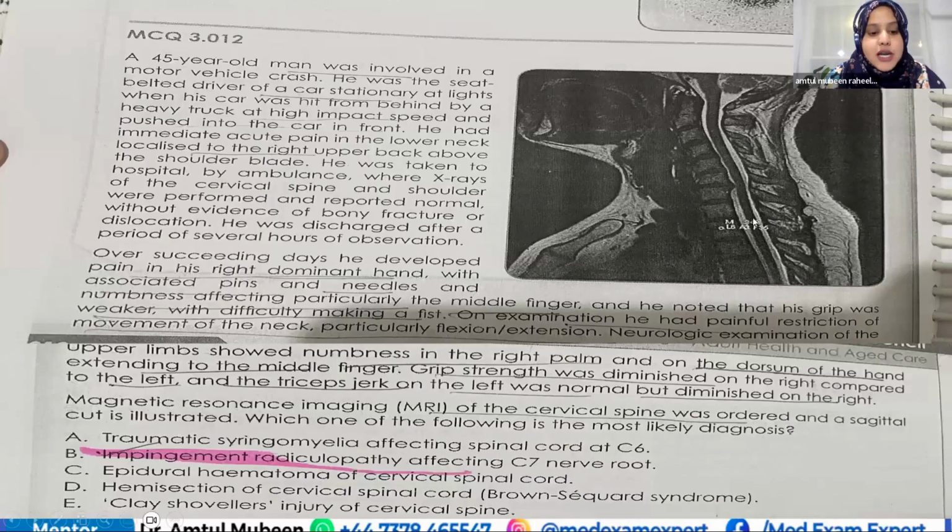What was your first option, guys? Traumatic myelopathy. Myelopathy means what happens? There will be expansion of the cavity. Myelo is a cavity, and the cavity will expand. Can you see anywhere there is an expansion of the cavity over here? Can you notice anywhere is there expansion of the cavity? No. So the first option is ruled out automatically. Second thing, can you see an impingement radiculopathy? Impingement might be the possible option, so we are going to hold on that.